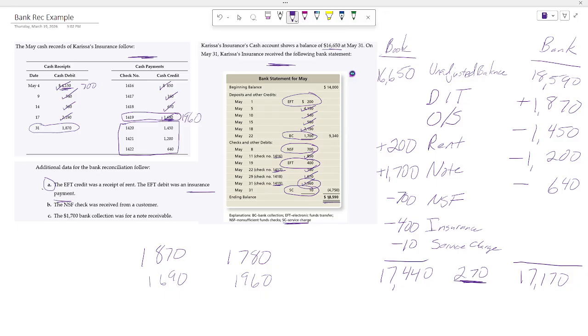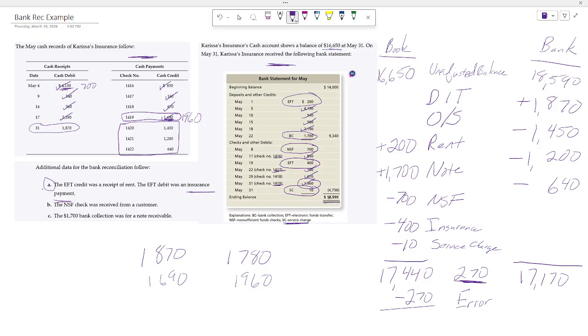Well, the check is supposed to be $270 more, which means I have $270 less in cash. So I made the error on the books. So that's why I put it on the book side, because we made the mistake. I have to fix the book side. If the bank made the mistake, I would put the error over here.